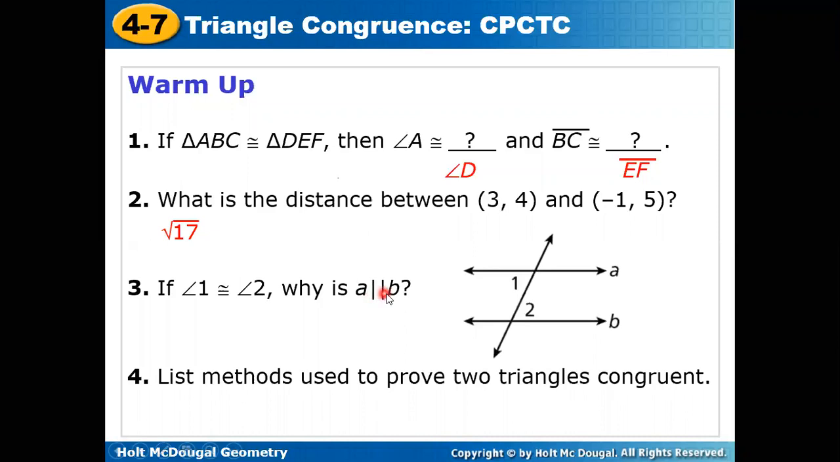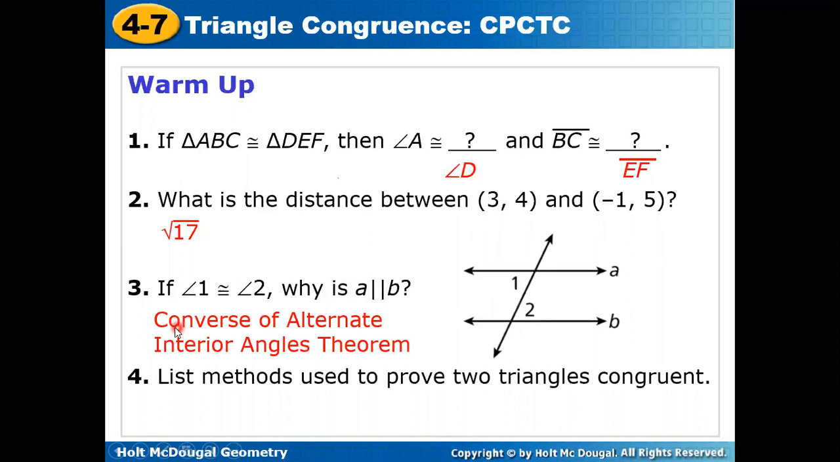Now, in the figure opposite, if angle 1, this angle, is congruent to angle 2, why is the line A parallel to the line B? Yes, because of the converse of the alternate interior angles theorem, because angle 1 and angle 2 are alternate interior angles and they are congruent.